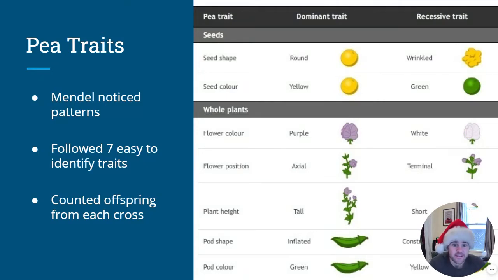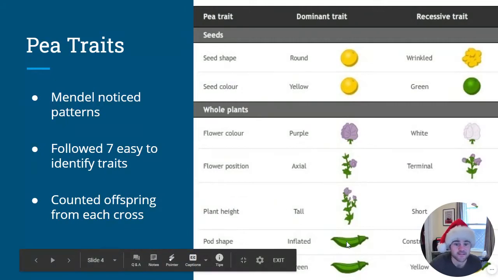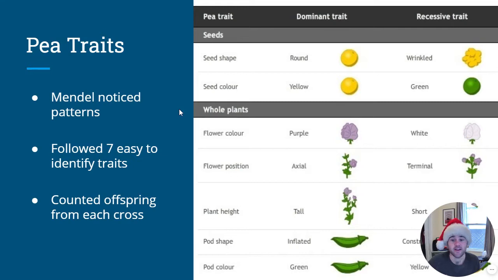And in Mendel's data, he followed 7 different easily identifiable traits. He looked at seed shape and color, he looked at flower color, position, the height of the plants, the pea pod shape, and pea pod color. And all of these were just easy to observe, didn't require any scientific equipment beyond just the untrained eye. And in each cross, he would see how many offspring of each trait arose and then continue to cross them to see what patterns he observed.